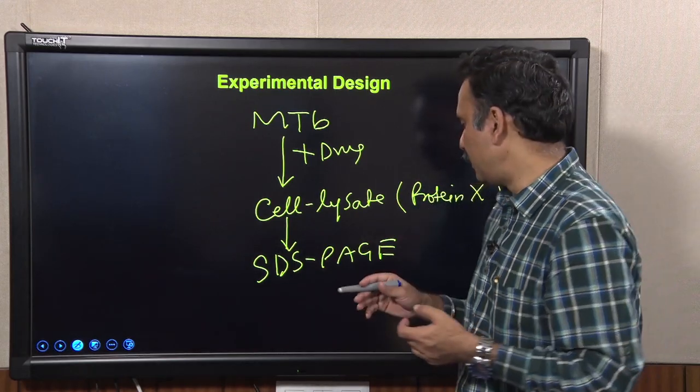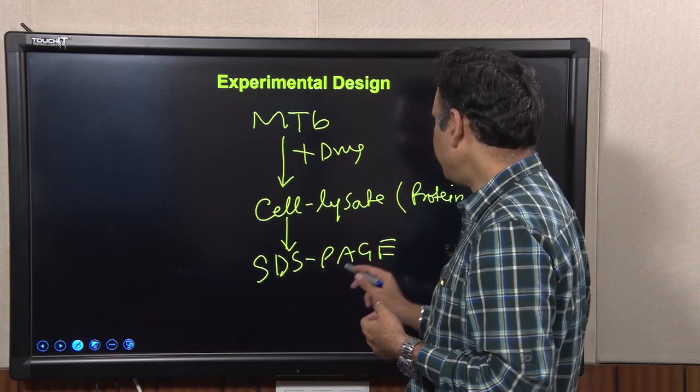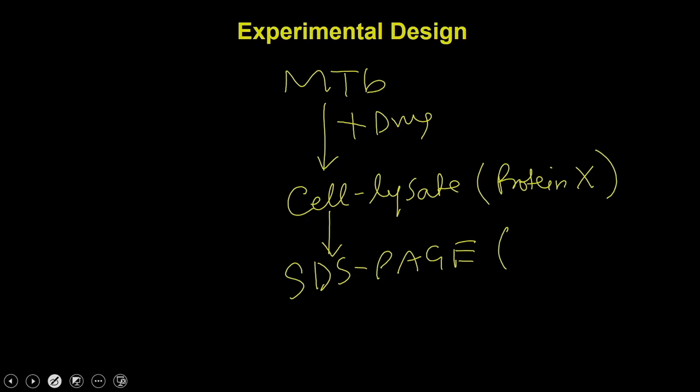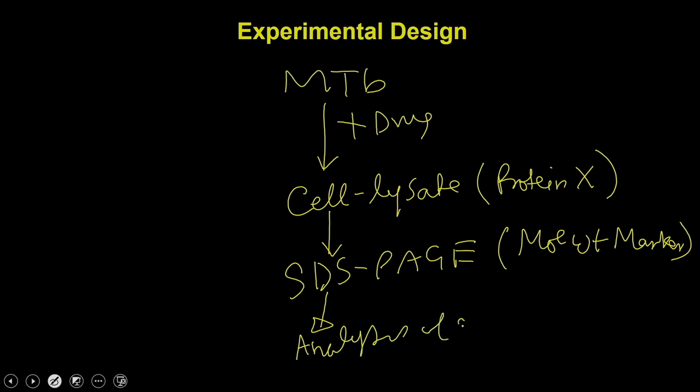So in that case you run the SDS PAGE, and in the SDS PAGE you should also run the molecular weight marker on the side, so that it helps you know at what position you are going to get what molecular weight. And then you do the analysis of the gel picture with the help of some software.